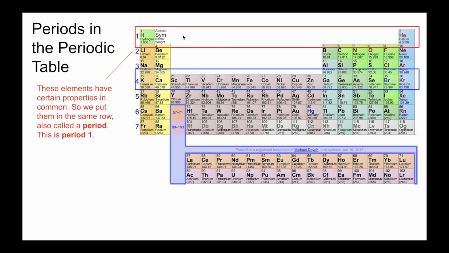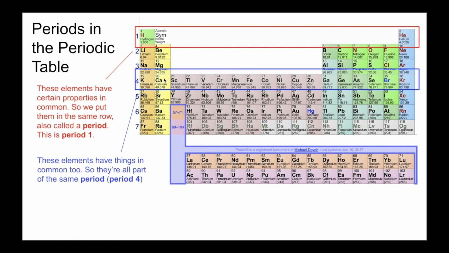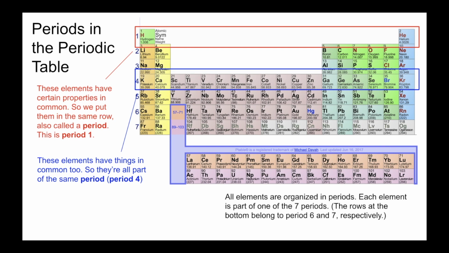Similarly, row number 4, also called period number 4, contains 18 elements, which all have a certain thing in common, which once again we'll talk about later. But for now, you just need to know they have something really important in common. All the elements are organized in periods. Each element is part of one of the 7 periods. You can see 1, 2, 3, 4, 5, 6, 7 here on the side.